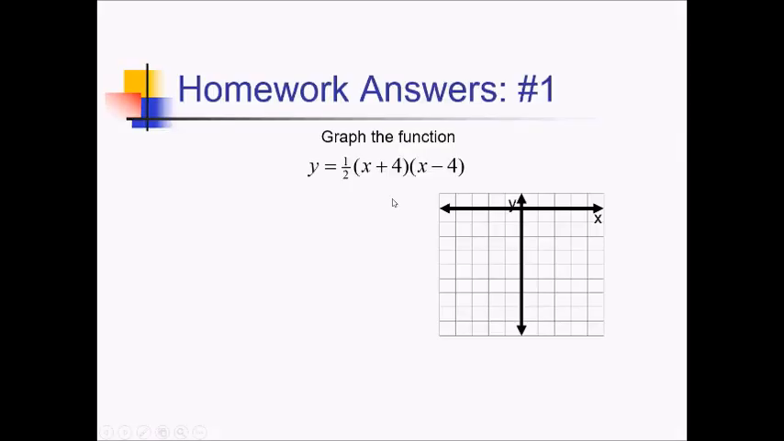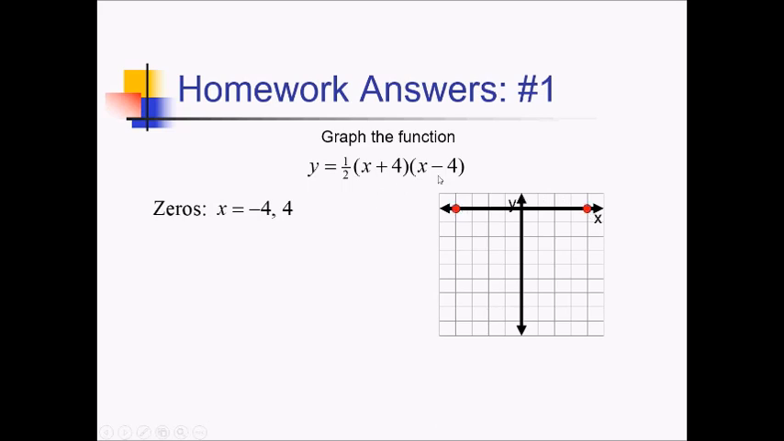To graph this quadratic equation in intercept form, let's first find the zeros. So zeroing out each parentheses, we're going to have x equals -4 and x equals, for this next one, +4. So let me graph those out. We've got -4 right here, +4 over here.